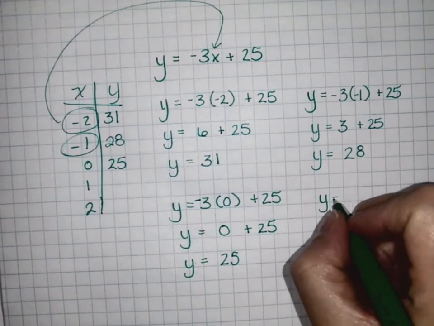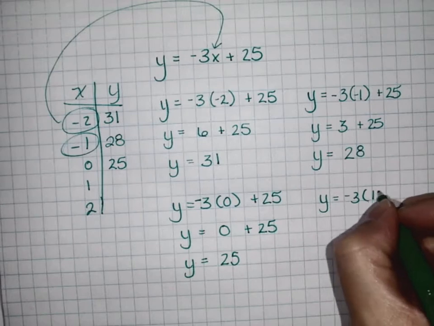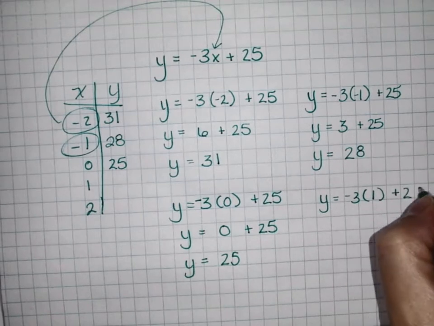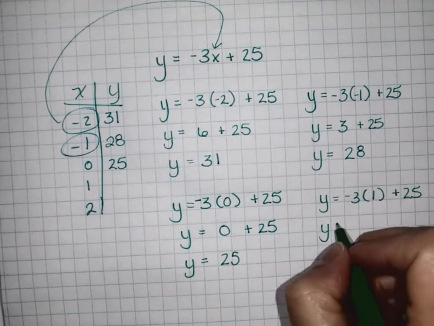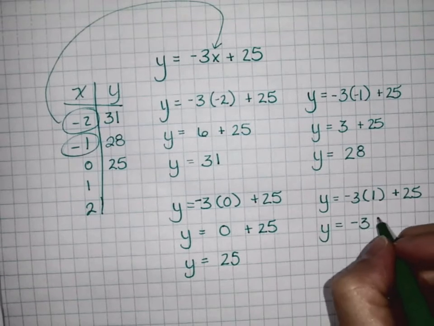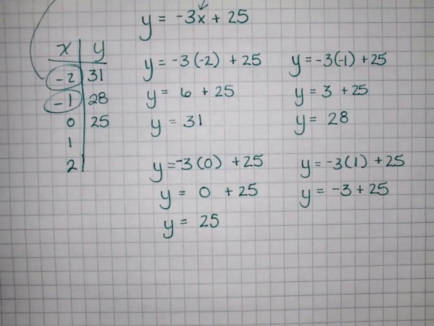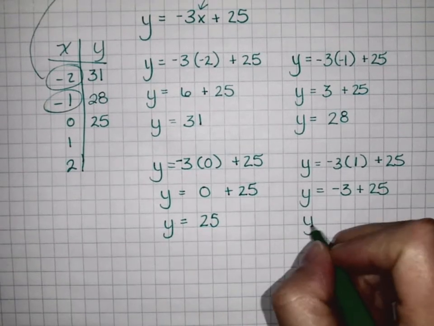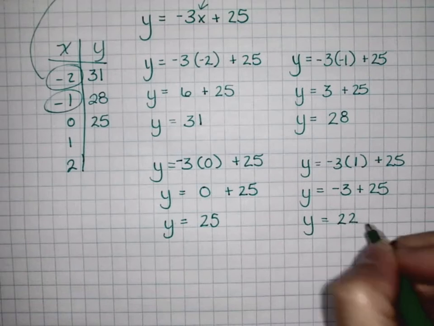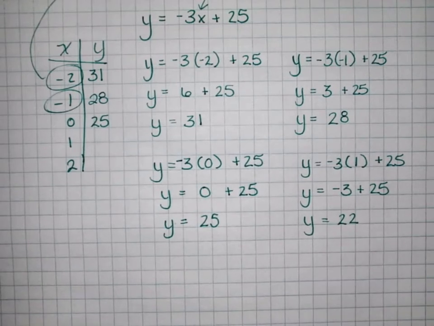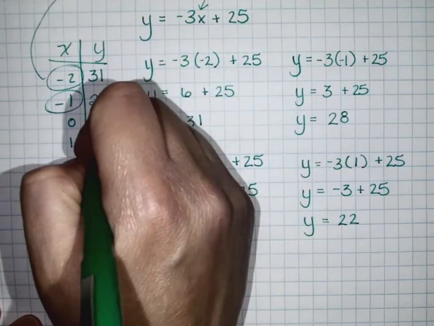Next one, y equals negative 3 times a positive 1 plus 25. It's really easy to mess up or lose your positives and negatives, so just pay attention to those. And if you're unsure or not confident using positive and negative numbers, please feel free to use your calculator until you start feeling comfortable with that.